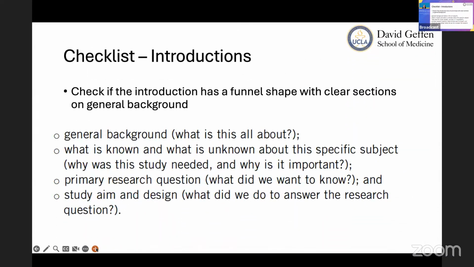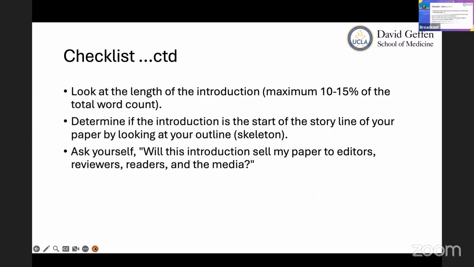Also, if we were to summarize the introduction part, the main thing is it's a funnel shape with clear sections. You start broad and then you bring it down narrow, right? So general background, which is broader: what's this all about? What is known and what is unknown about this specific subject. Then you narrow it down a little bit more and say, okay, what is our primary research question? What did we want to know? And then even more focused is study design and aim: what did we do to answer this research question? That's what you need to put in the introduction.